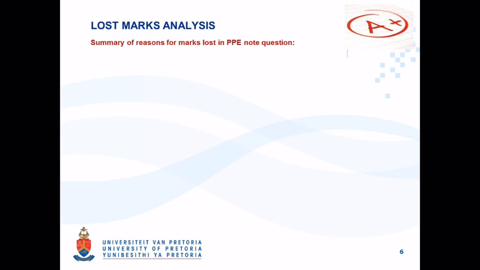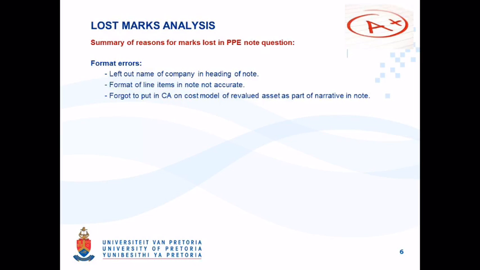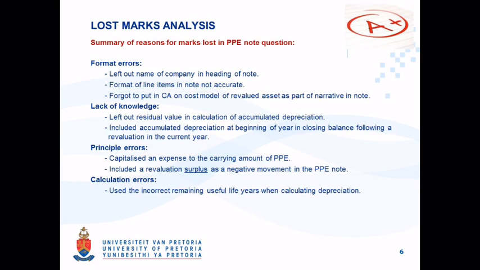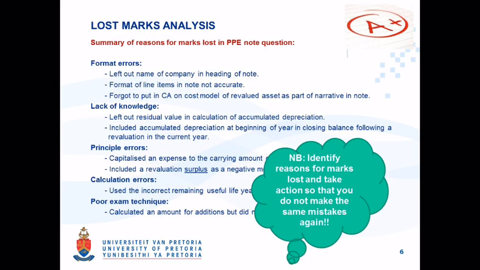After this lost marks analysis has been performed, the student should prepare a summary of the reasons why these marks have been lost. This can be done on a piece of paper and attached to every question received back. Please note, you have to identify reasons why marks were lost, and then you should take action so that you do not make the same mistakes again.